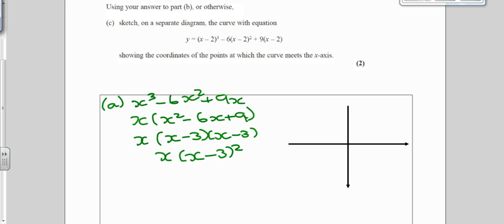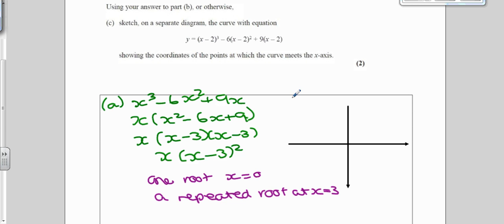So I have one root at x equals 0, and I have a repeated root at x equals 3. So that means that the graph is going to cut through 0, 0, and it is going to just touch the line at x equals 3. So this is the sketch of my graph.